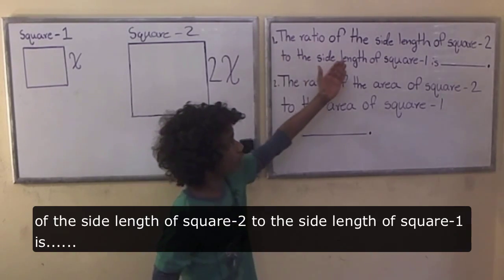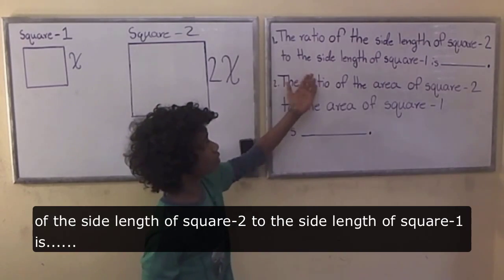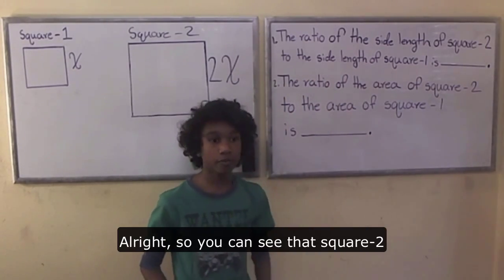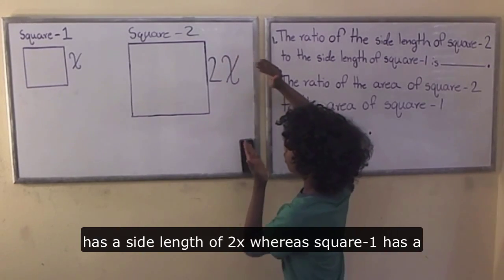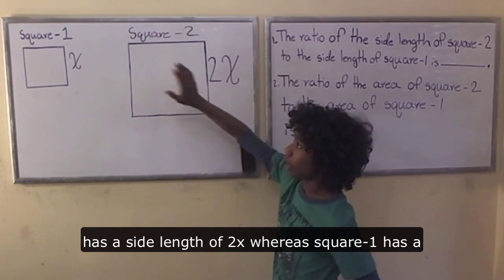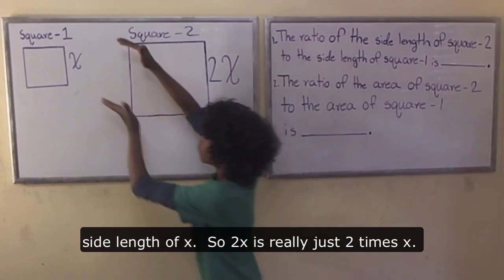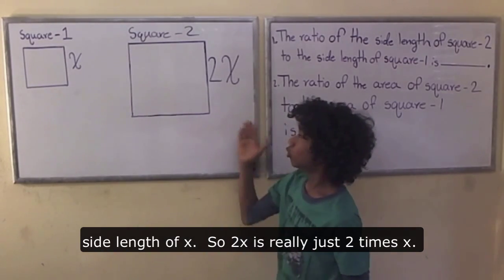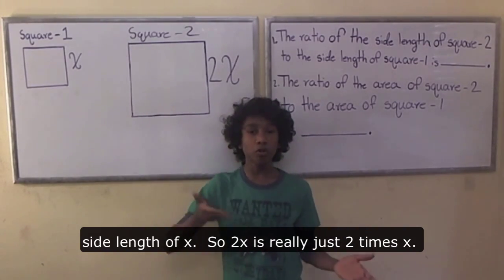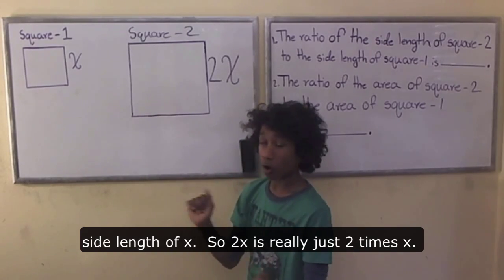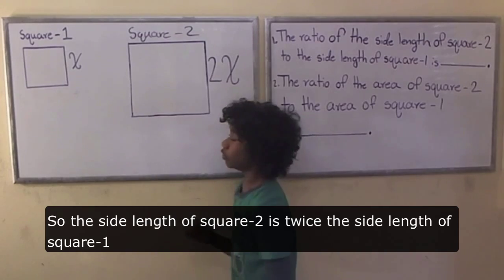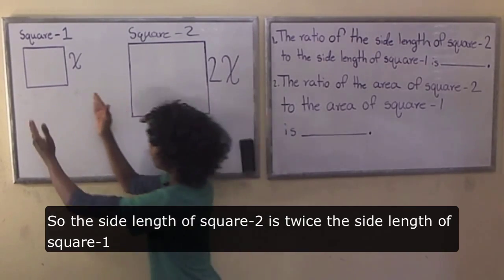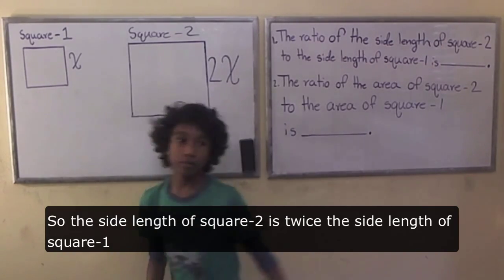The ratio of the side length of square 2 to the side length of square 1 is. Alright, so you can see that square 2 has a side length of 2x, whereas square 1 has a side length of x. So, 2x is really just 2 times x. So, the side length of square 2, 2x, is twice the side length of square 1.